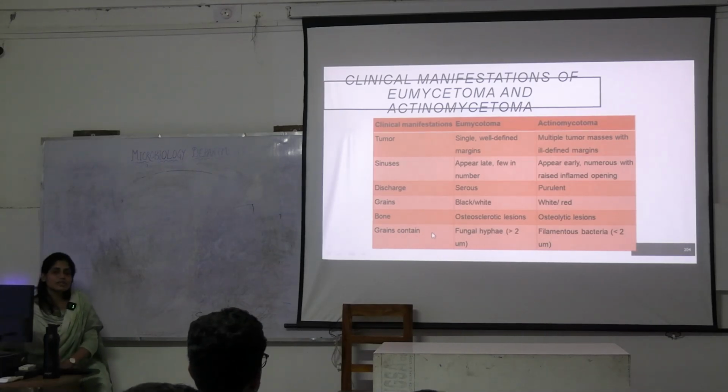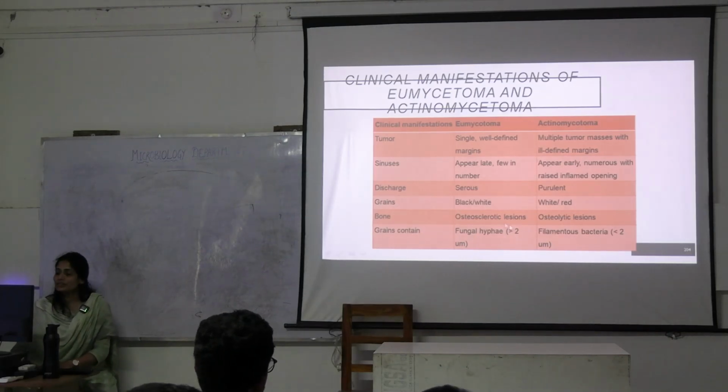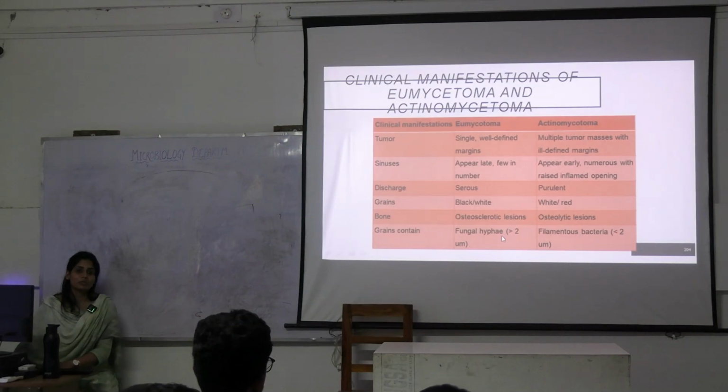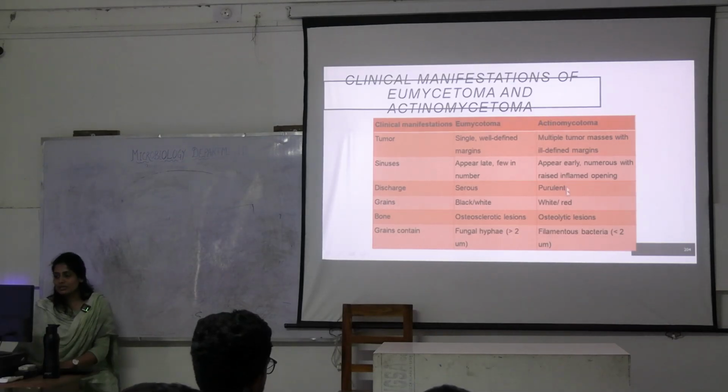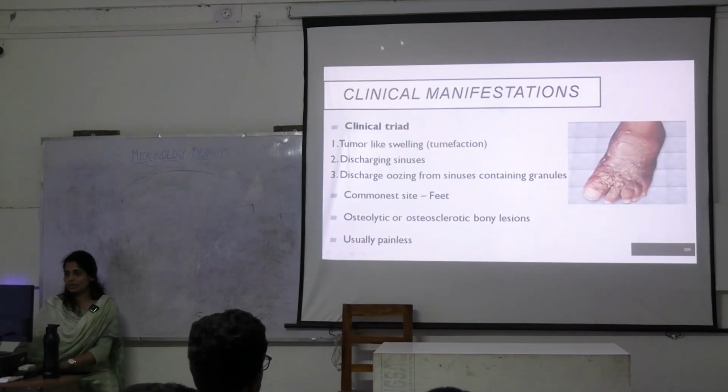Ultimately, what will the granules contain? They will contain here fungal hyphae. Fungal hyphae will be bigger in size, more than 2 micrometer. But in case of bacterial mycetoma, there will be filamentous bacteria, which is less than 2 micrometer, smaller in size.